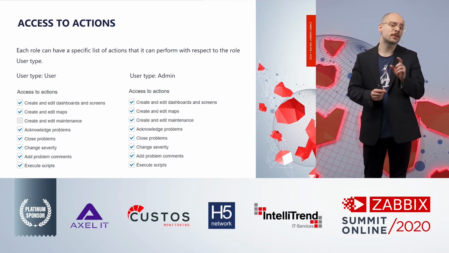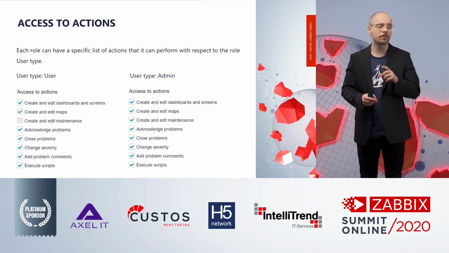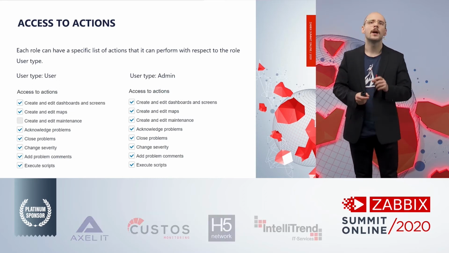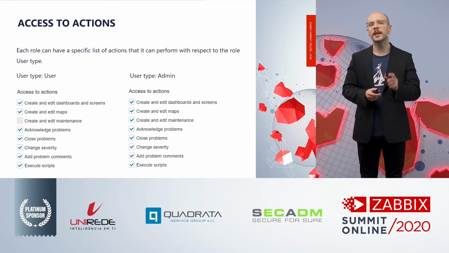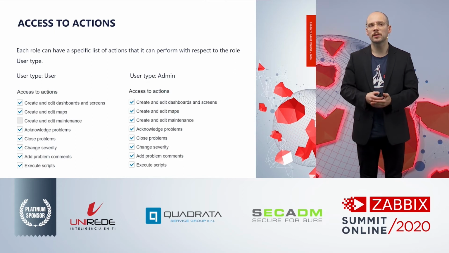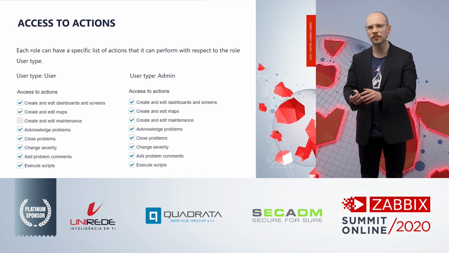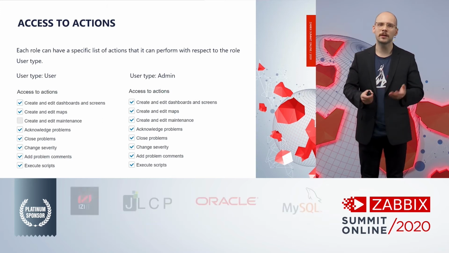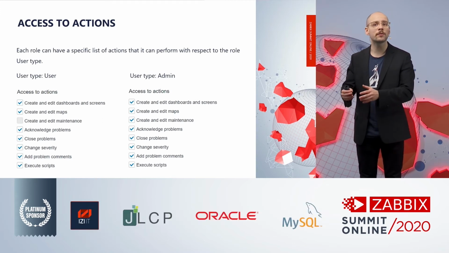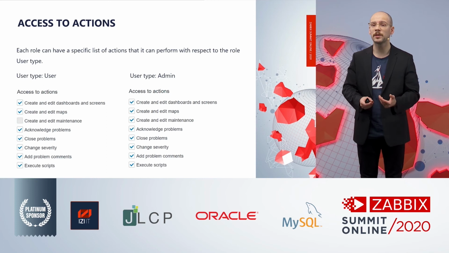One note: for example, for a role of type user, the create and edit maintenance will be grayed out because the user type by default doesn't have access to the maintenance section. So it will be grayed out. You cannot enable it for user type, but you can enable it for the admin type or disable it for an admin type role, no problem.